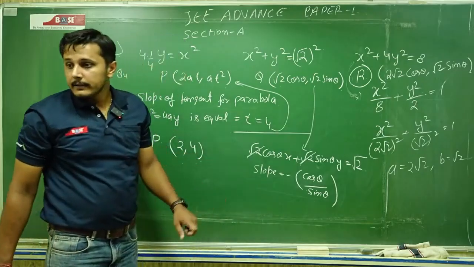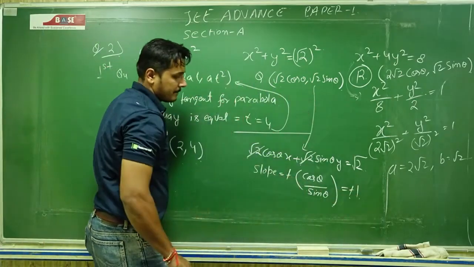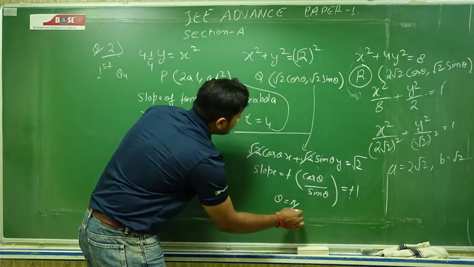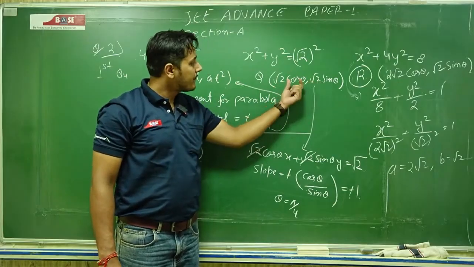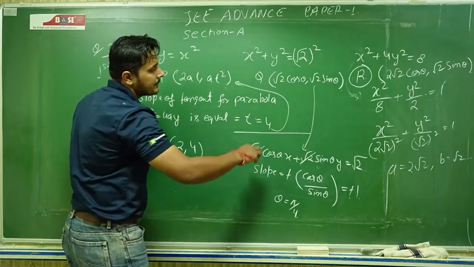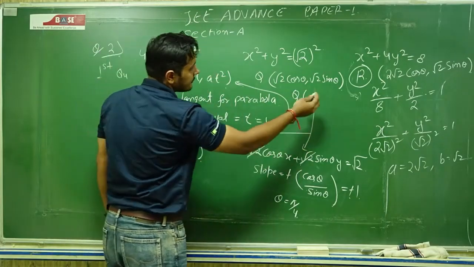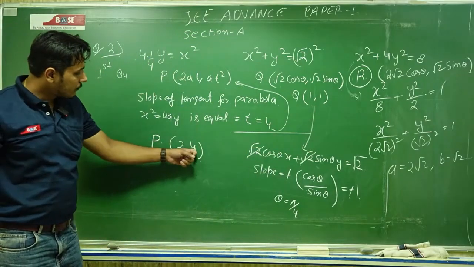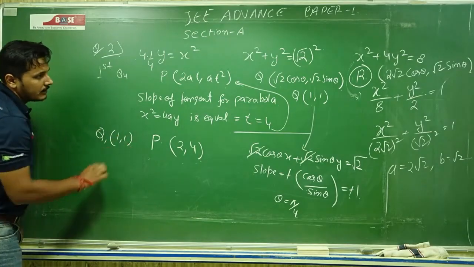And this value is given to us as minus 1. So from here cot theta is 1, that means theta comes as pi by 4. So when we substitute this theta in the parametric coordinate, this will become root 2, 1 by root 2, root 2. So Q comes as 1, 1. So P we got as 2, 2, and let me write Q here also. Q I am getting as 1, 1.